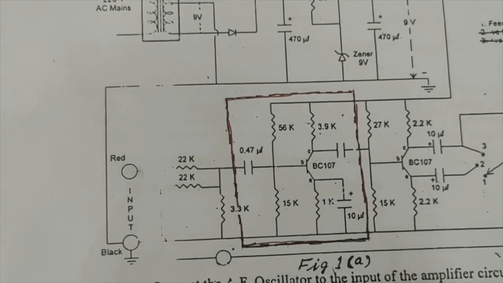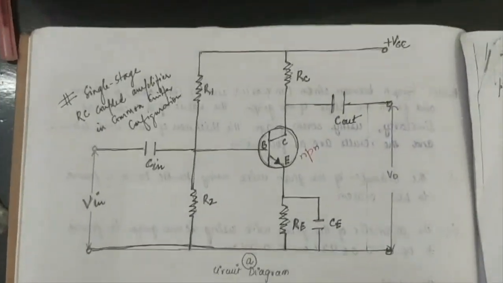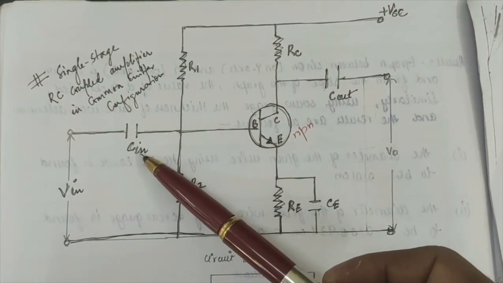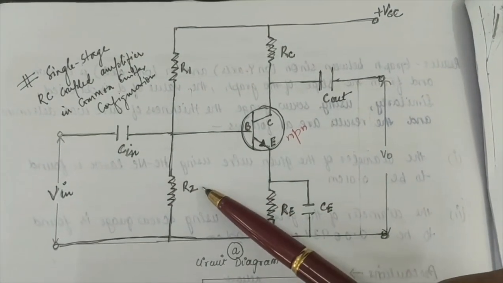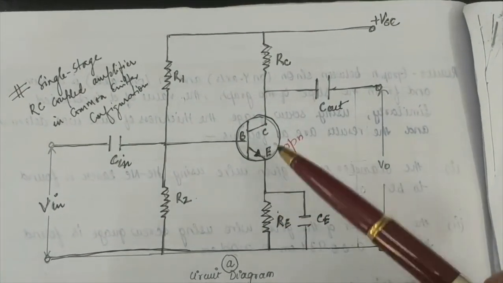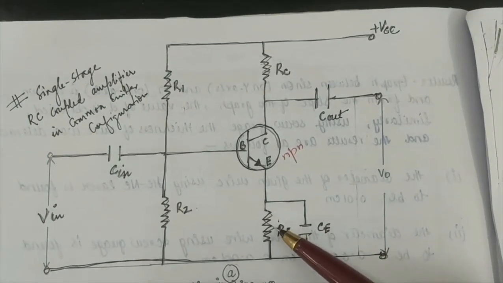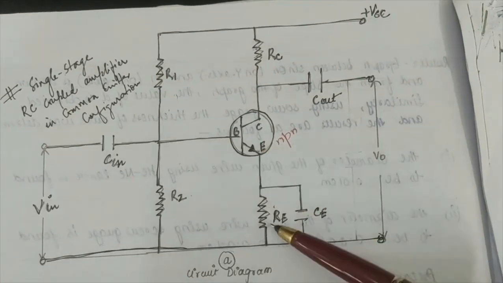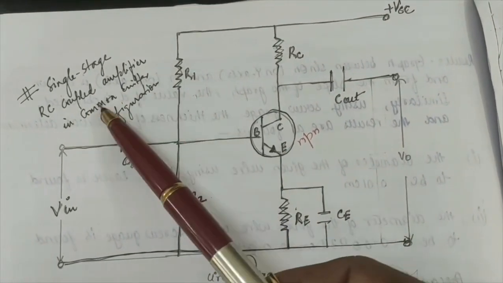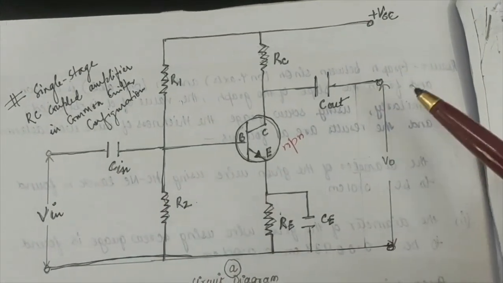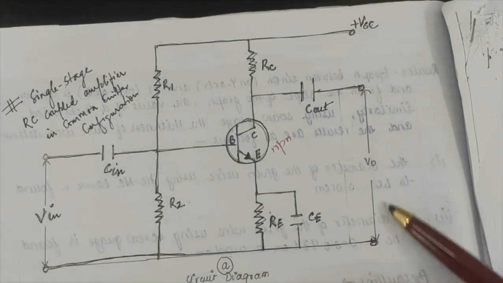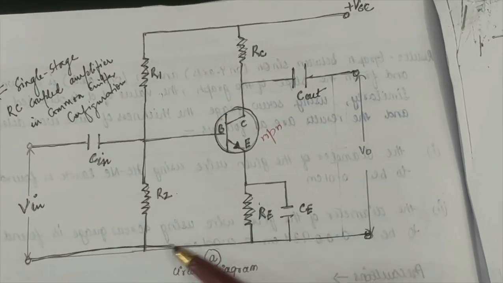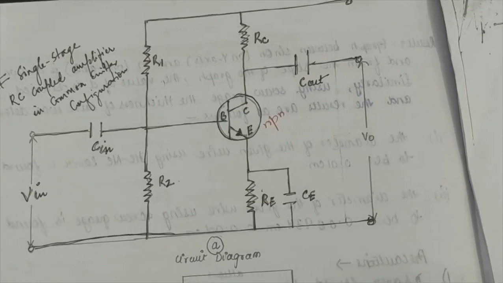So the final circuit will look like this: we have an input and input capacitor, and R1 and R2, two resistances, RC and RE, the resistances with the collector and with the emitter. This is a single stage RC coupled amplifier in common emitter configuration, and there we are going to get the output, plus the biasing voltage plus VCC and minus VCC, which are all grounded. Fine. So this is the circuit diagram.